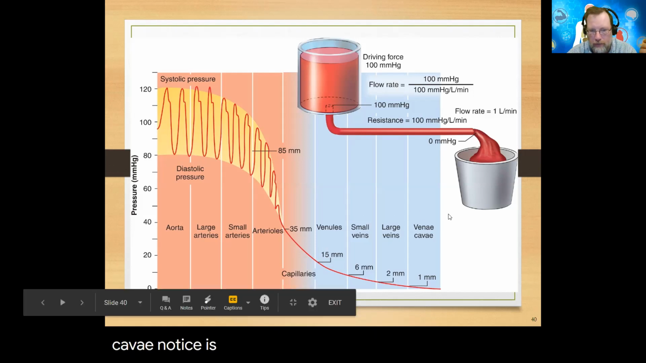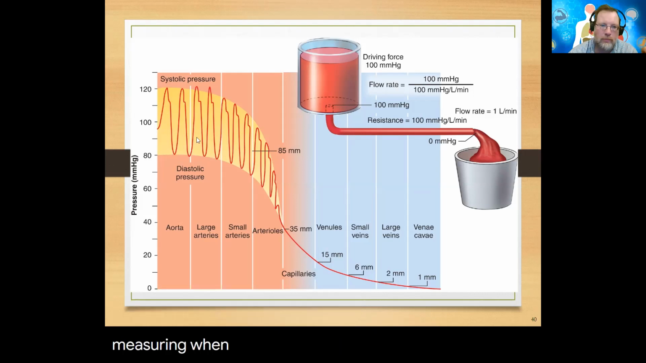Notice this is all veins. So blood pressure in veins is going to be very low. Blood pressure in arteries is what we're measuring when we measure blood pressure. Because again, the heart contracts and ejects blood into these arteries.